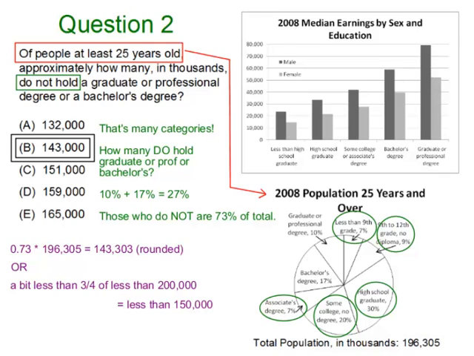Or you could even approximate and skip the calculator altogether. We know 73% is a little bit less than 3/4 of a little bit less than 200,000. So the answer we expect is going to be less than 150,000, but only by a little bit. So B is the answer that fits that bill.